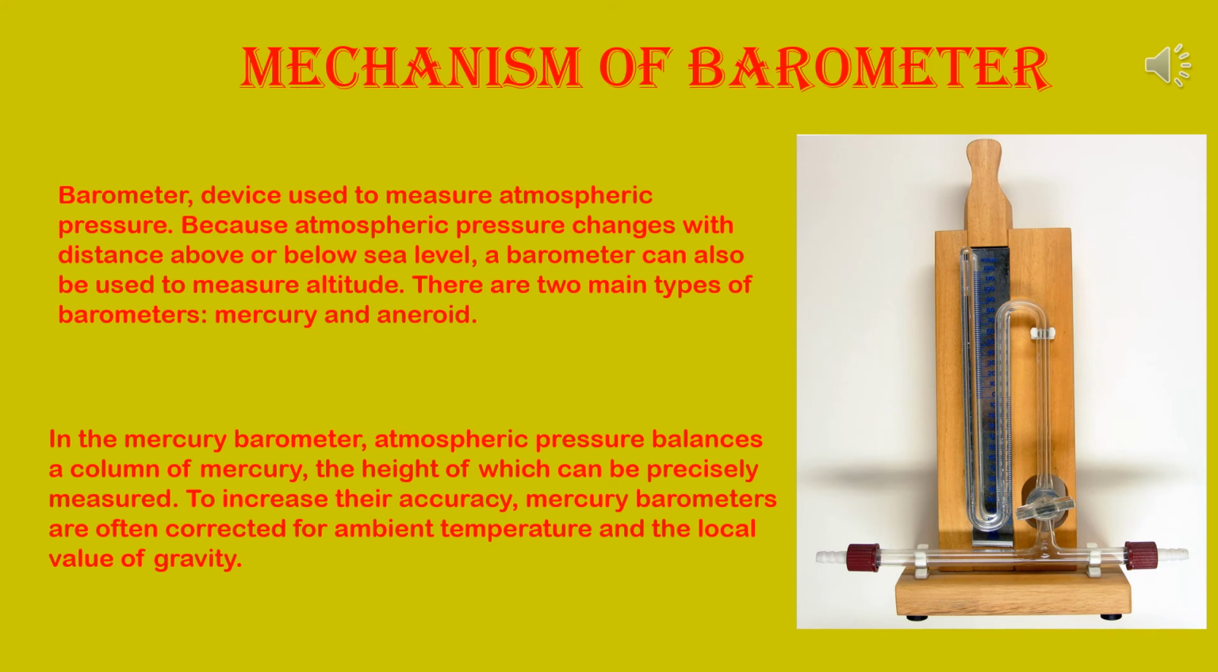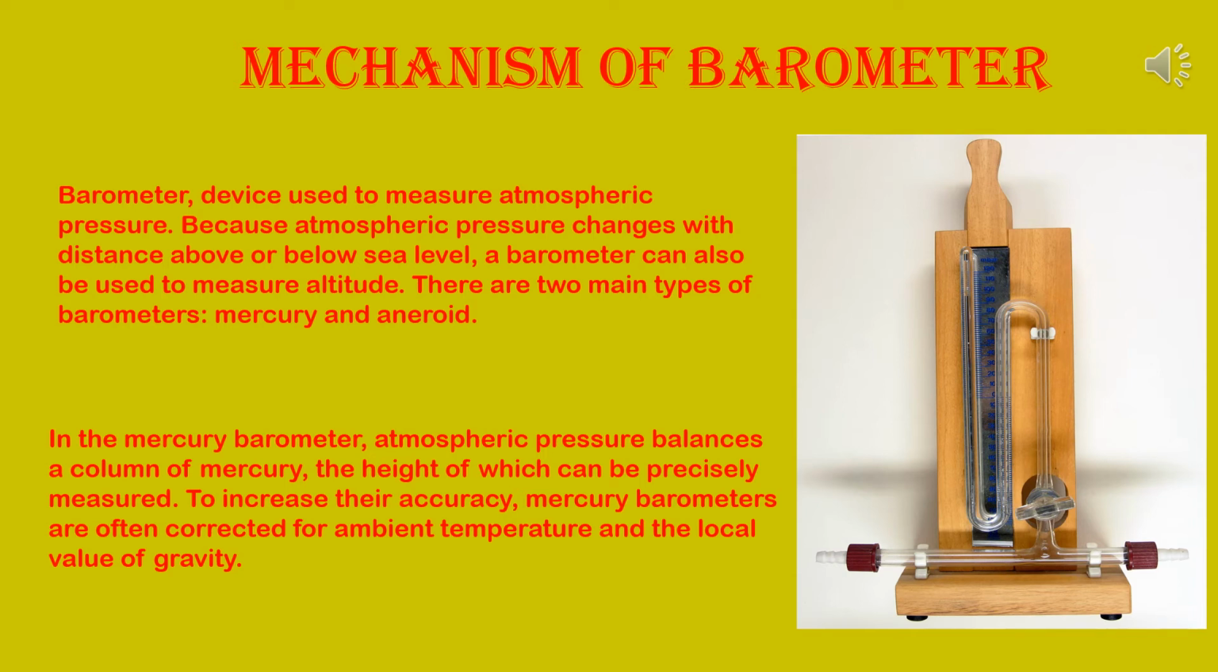Mechanism of barometer. A barometer is a device used to measure atmospheric pressure. Because atmospheric pressure changes with distance above or below sea level, a barometer can also be used to measure altitude. There are two main types of barometers, mercury and aneroid. In the mercury barometer, atmospheric pressure balances a column of mercury, the height of which can be precisely measured.